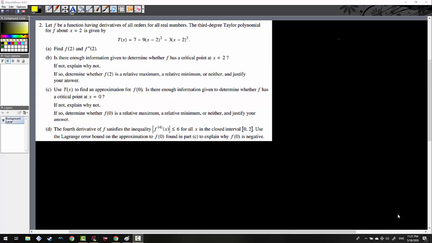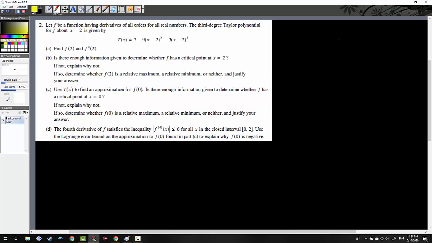This is from the B version of the 2004 exam, and so it is a Taylor polynomial question that involves a graphing calculator, but actually it really only involves a graphing calculator for part D with Lagrange error bound. Since this year we have not covered Lagrange error bound due to distance learning, I will be foregoing part D until a later time. So without part D, it's actually a pretty straightforward FRQ.